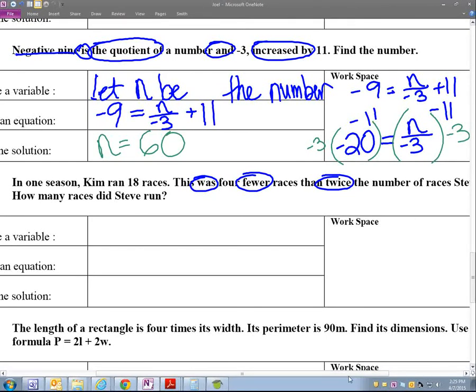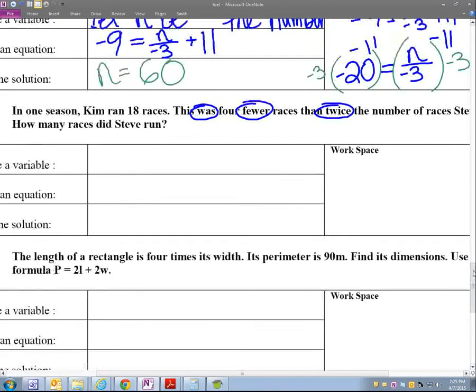In one season, Kim ran 18 races. This was 4 fewer races than twice the number of races Steve ran. How many races did Steve run? So this one's kind of tough, but we do know that 18 was something. So let's do R. Let R be Steve's races.